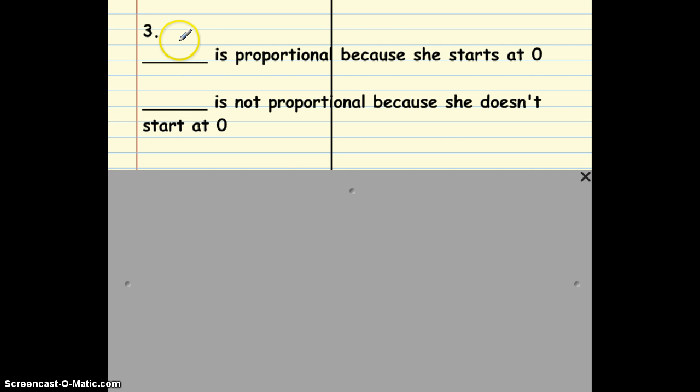Correct, it's Alita. So let's write this down, and I'm just going to fill in my name because I have it all set up. Alita's is proportional because she starts at 0. So whose is not proportional because she doesn't start at 0? Yes, that's obviously Olivia. All right, good job. That's number 3.